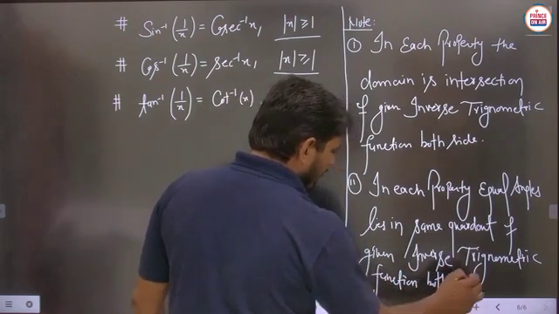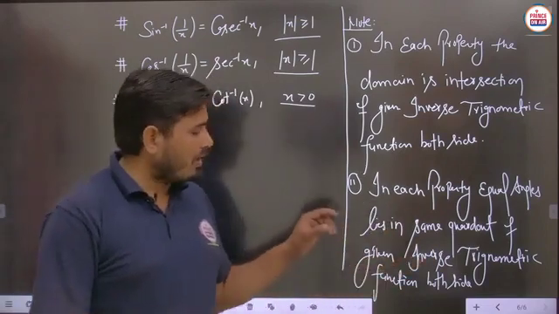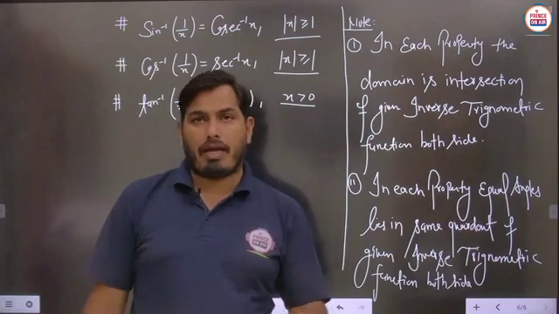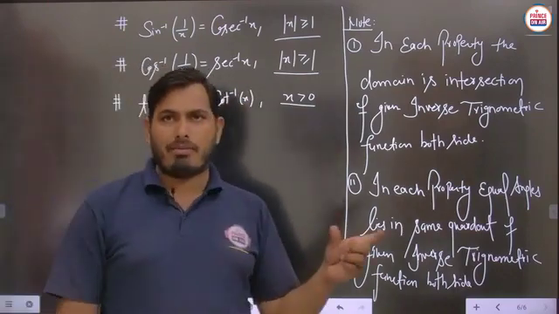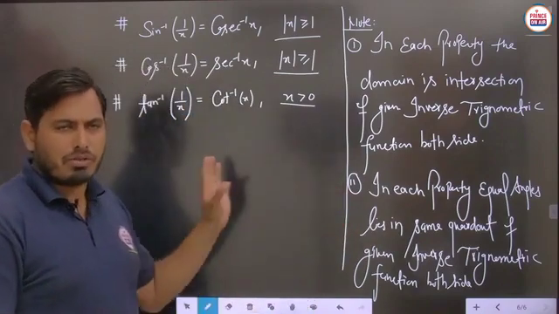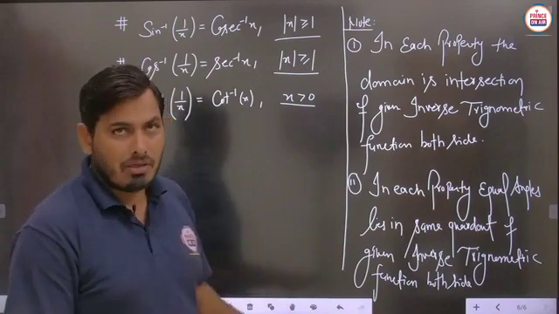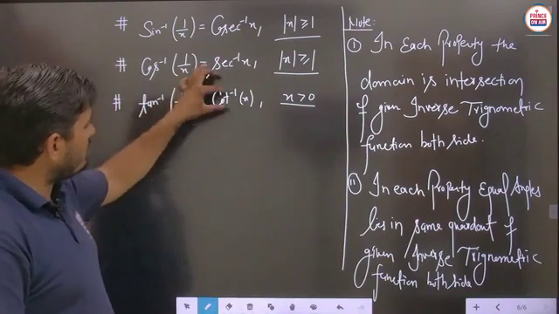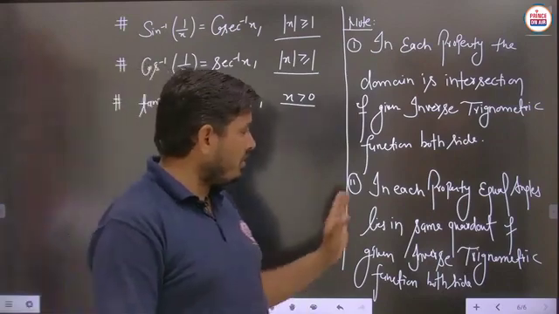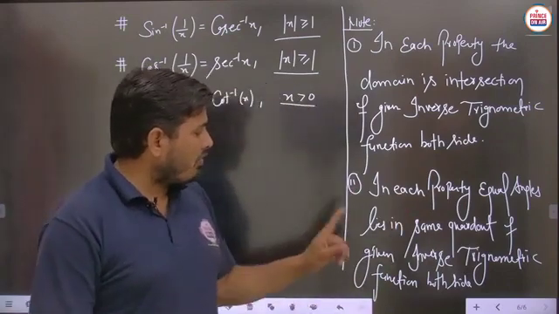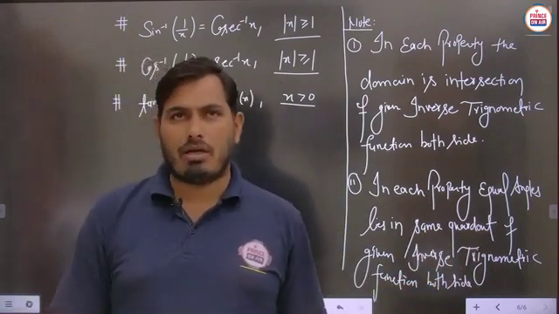So the second important fact is that in each property equal angle, suppose here the name of the angle is x and here the name of the angle is x, so equal angle means the name of the angle should be used the same on both sides. We are saying that equal angles lie in the same quadrant, meaning if this angle lies in the first quadrant, then this x will also lie in the first quadrant. We have to check this. So in this fact we are saying that equal angles lie in the same quadrant. Such basic conditions are generally written here.